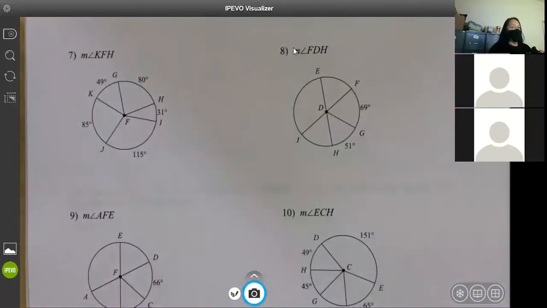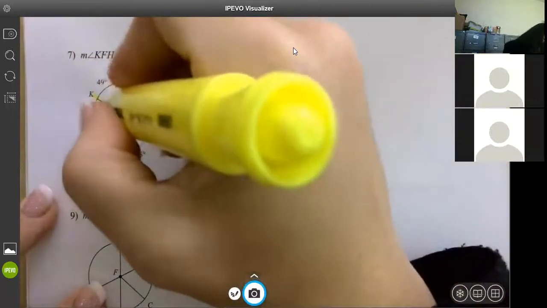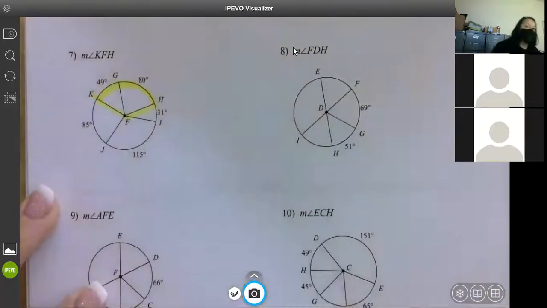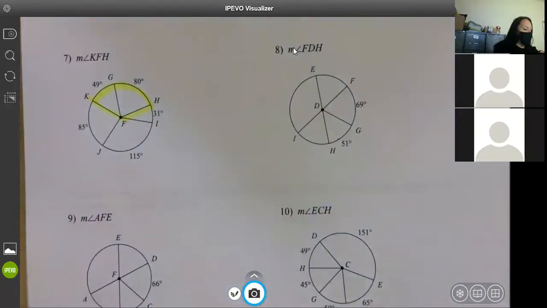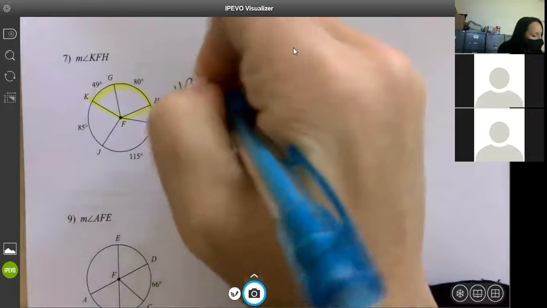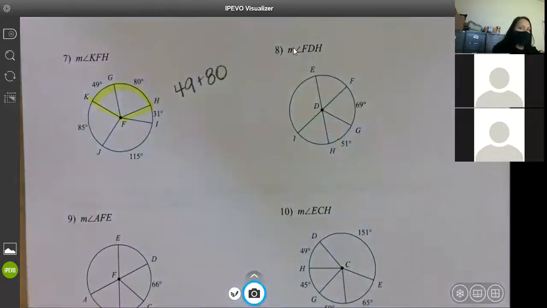All right, follow it again. K, F, H. So K to F to H, and the arc between the two. So we're looking for that arc. How do we find that arc? 49 plus 80. What is 49 plus 80?